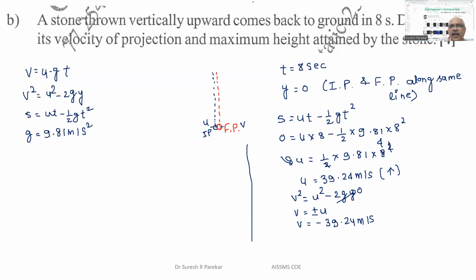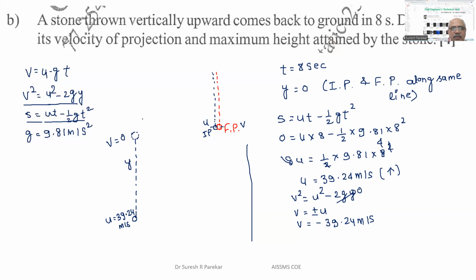What is the second? We have the maximum height. Now we have two formulas. We can use S equal to UT minus half GT square, and V square is equal to U square minus 2GY. So we can go with any formula. Now when I say maximum height, my diagram is different. It is U, whose value is 39.24 meter per second. Then the particle will go up, and finally V is equal to 0, because at maximum height we have V equal to 0, and this will be my value of Y.